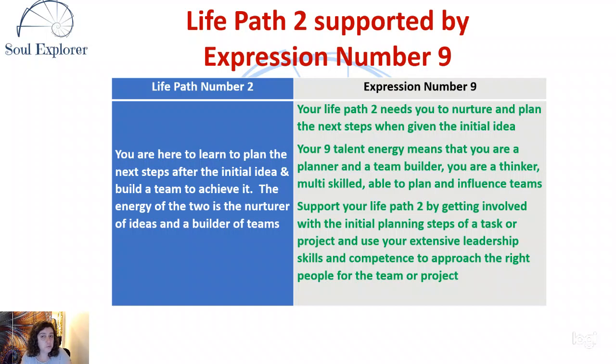It's about using the right tools at the end of the day to support that life path number. So you are a planner. You are a team builder. You are a thinker. You can pull things together in your mind and then express it in the world. You're multi-skilled in the 9. You've got all the numbers added together. You can influence teams.